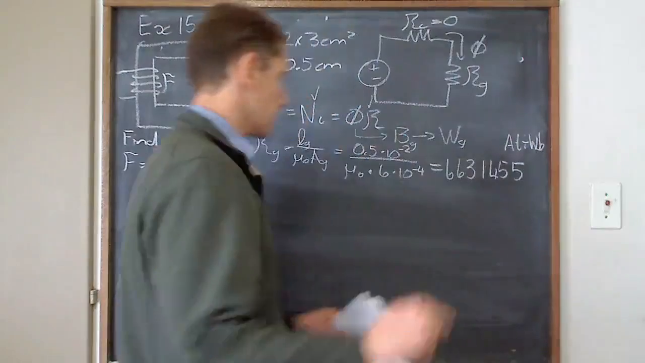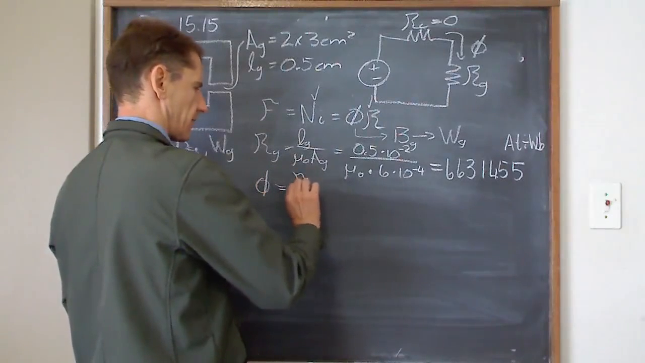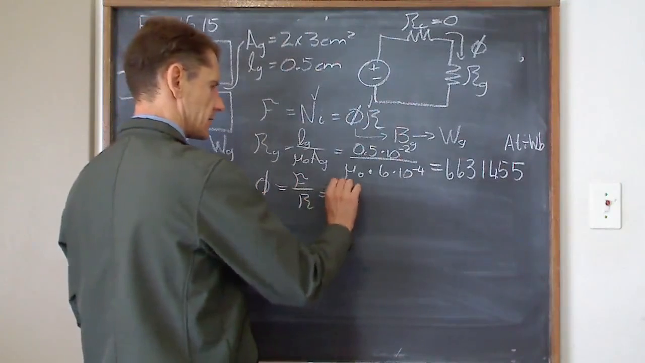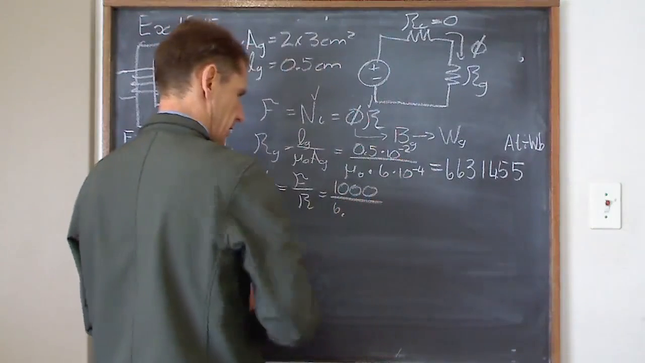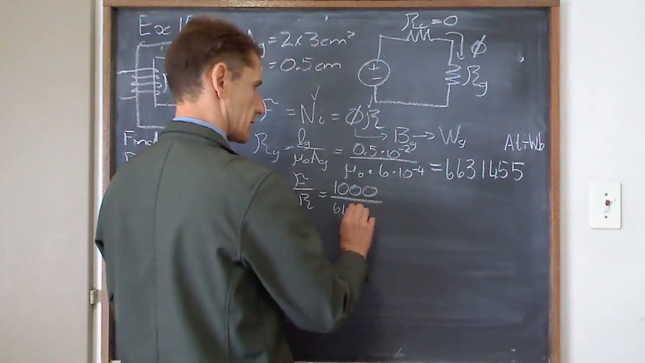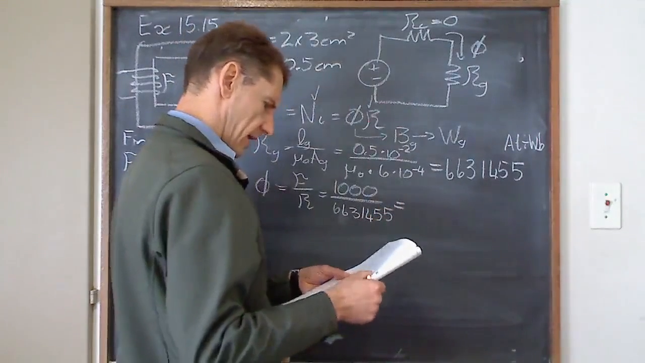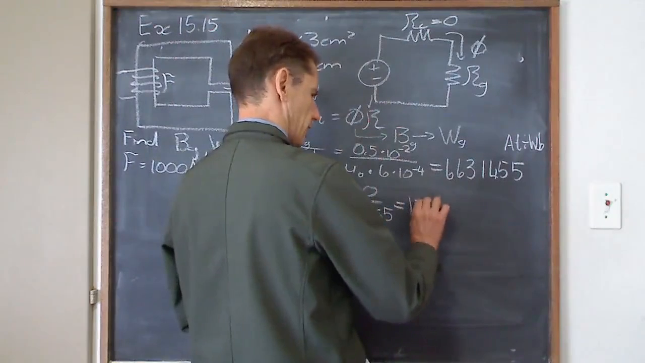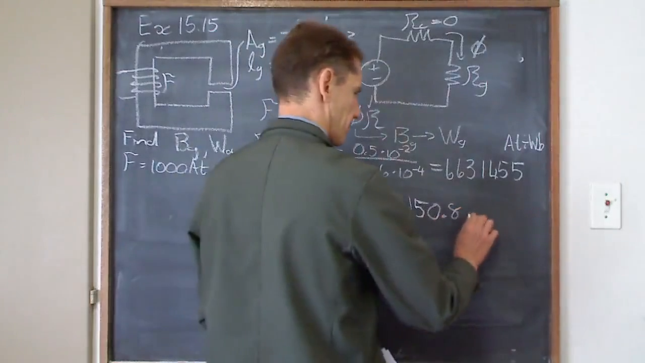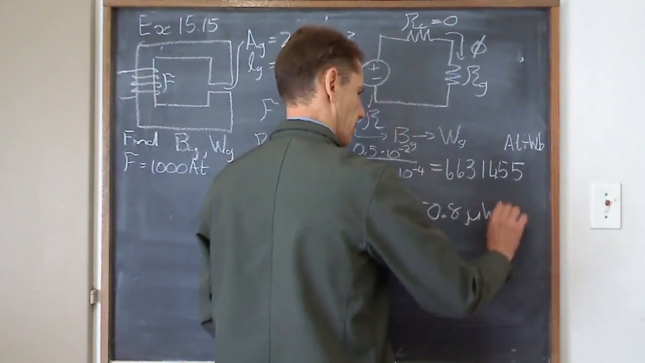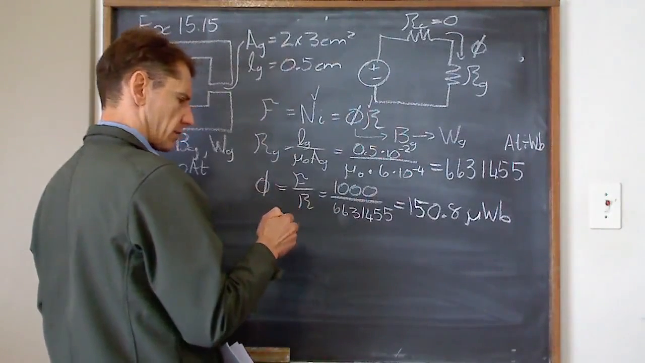Okay, so now we can get the flux, which equals the MMF divided by the reluctance, equals 1,000 divided by 6.3145 times 10 to the 6. And that gave me a flux of 150.8 microwebers. It's a new box of chalk, so it still needs to acclimatize, I suppose.